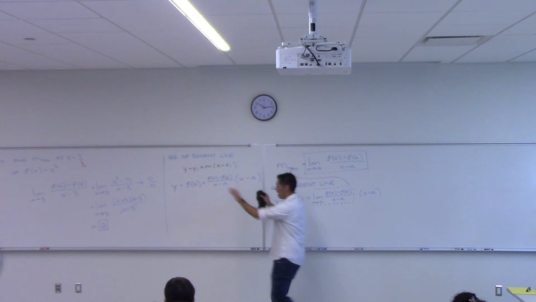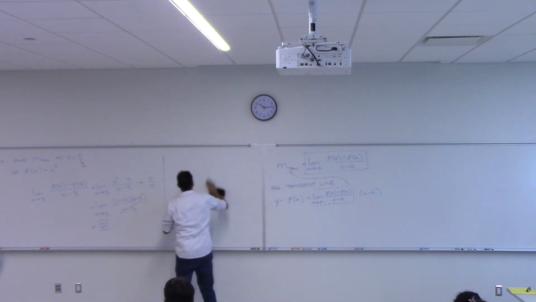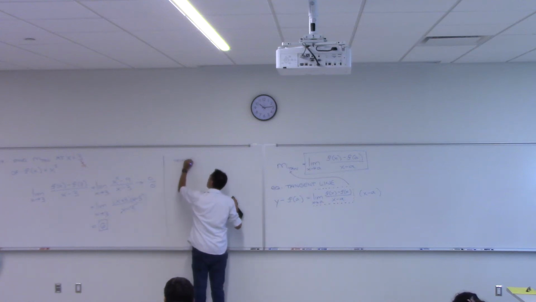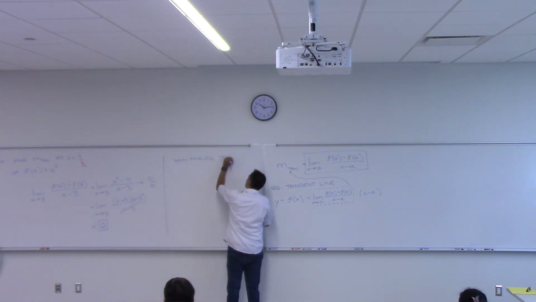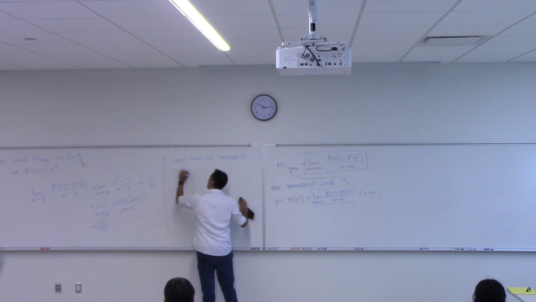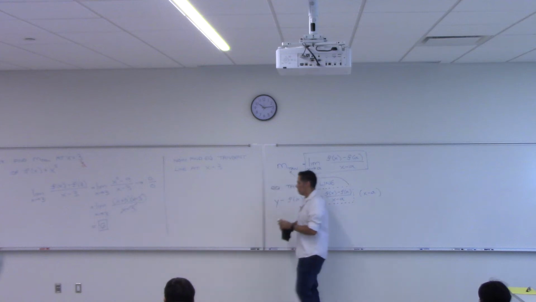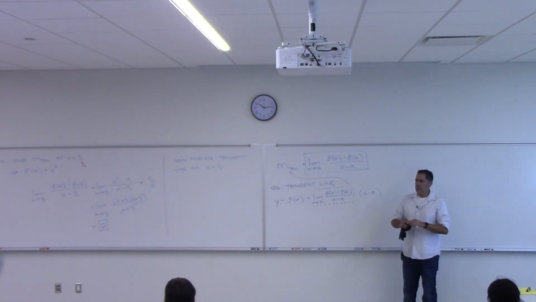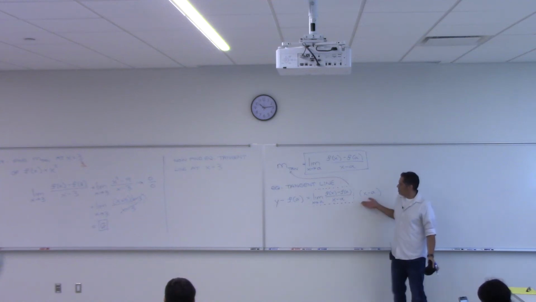Next thing, same problem. Now I'm going to add one more layer to this. So if that was part A, this would be part B. Now find the equation of the tangent line at x equals 3. So is there a whole lot of work that I need to do? Do I need to really do a lot more or no? I just need to do this, right?